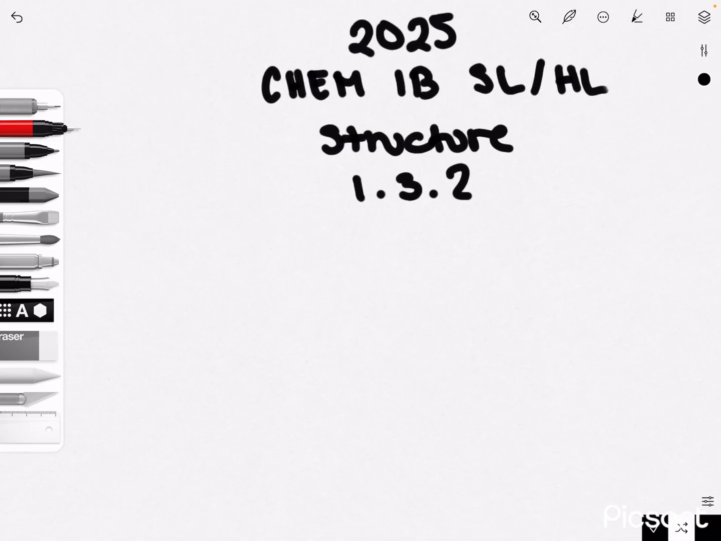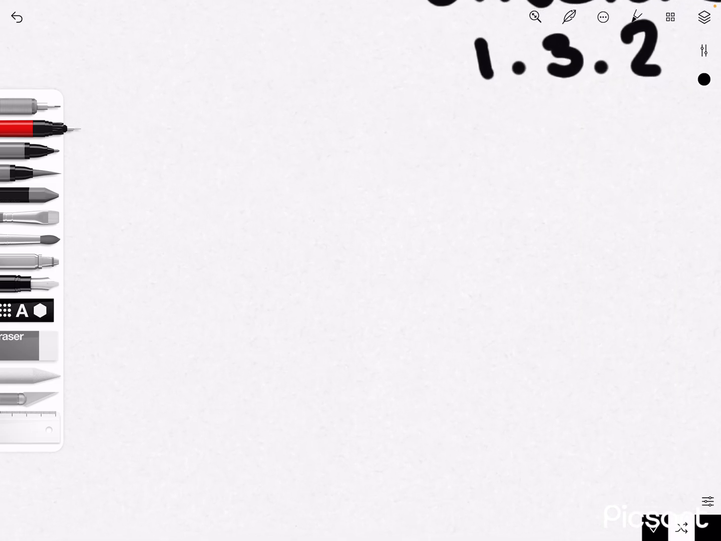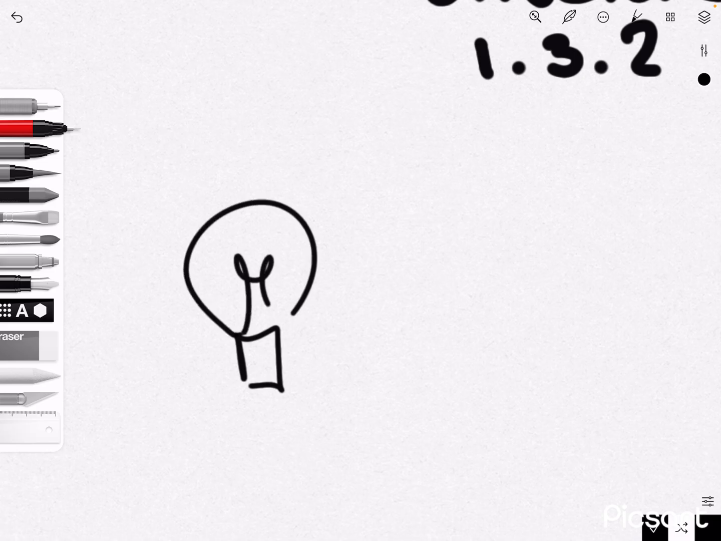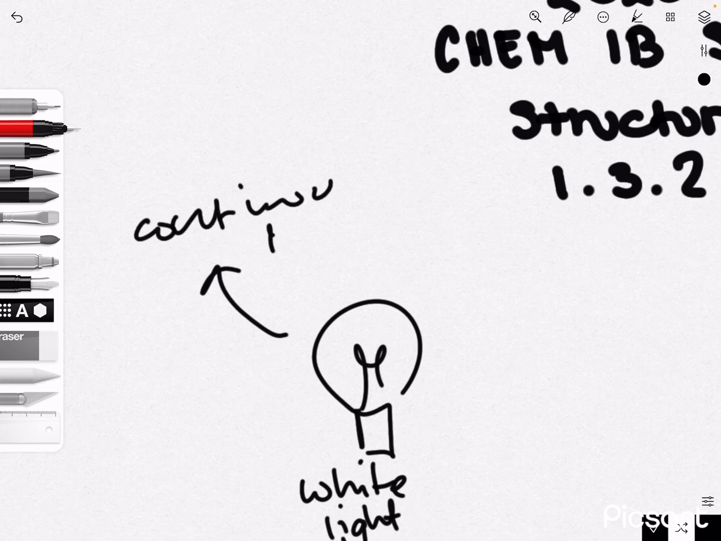So, to perform an experiment in which we obtain the emission or the absorption line spectrum of hydrogen gas, the first thing that we would need is a continuum source. So this would be white light, because as we know, white light contains all of the colors in the visible light spectrum.